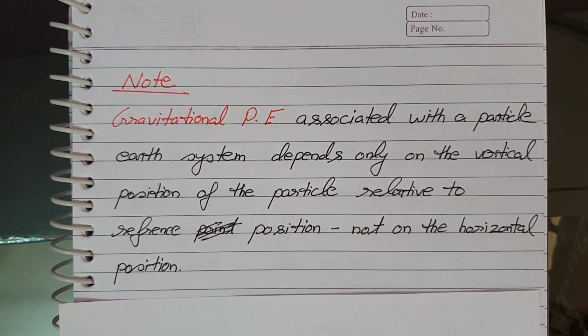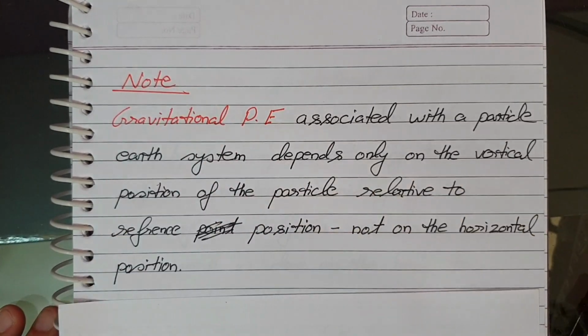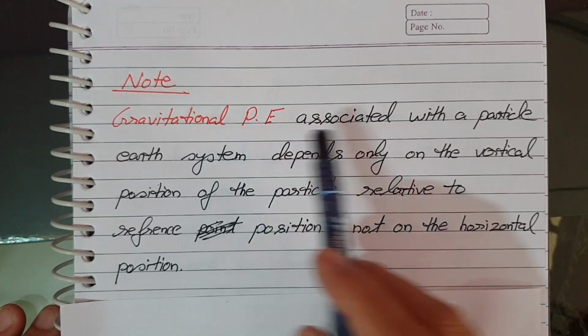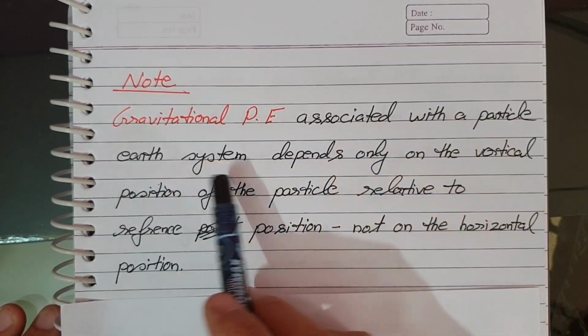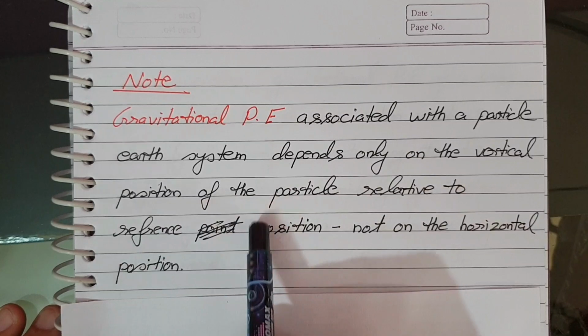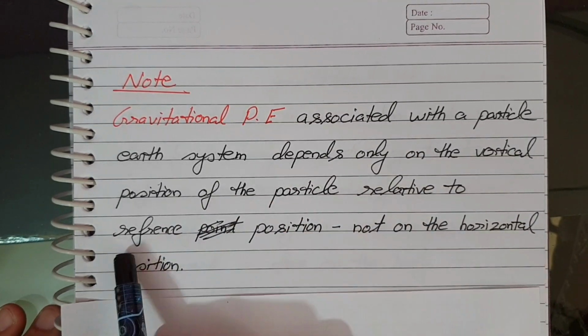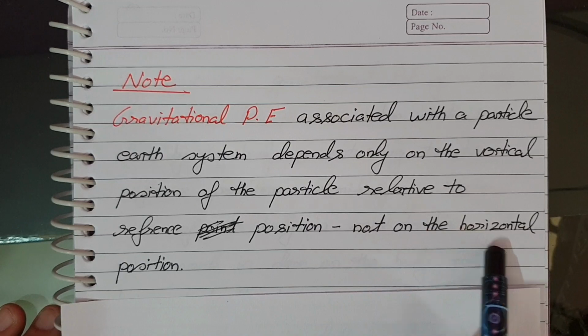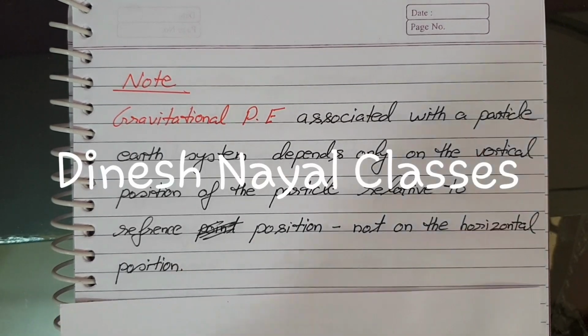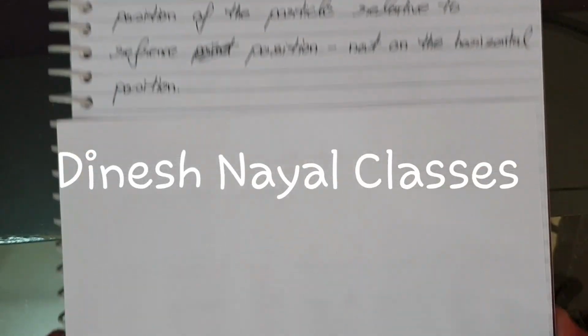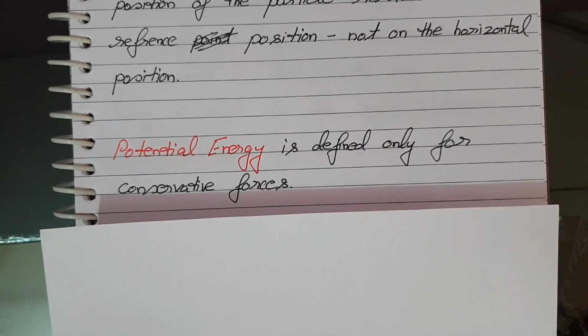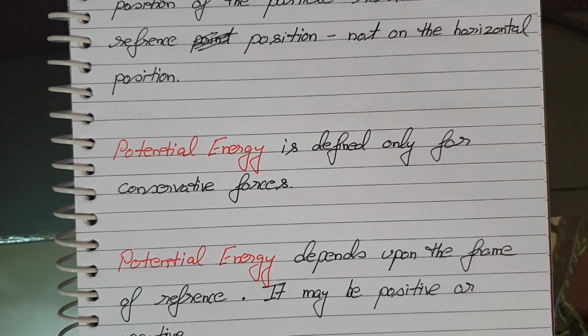Now the following points are to be noted. Gravitational potential energy associated with a particle-Earth system depends only on the vertical position of the particle relative to the reference position, not on the horizontal position. The next point: potential energy is defined only for conservative forces. It does not exist for non-conservative forces.